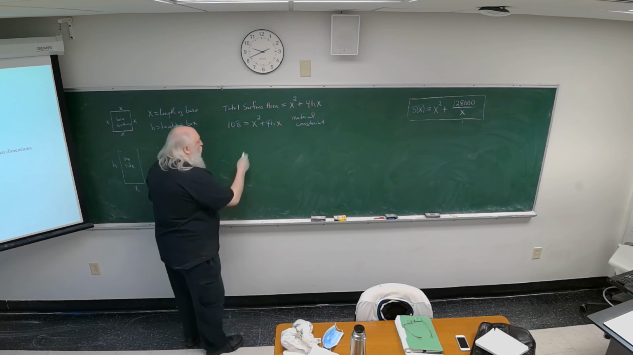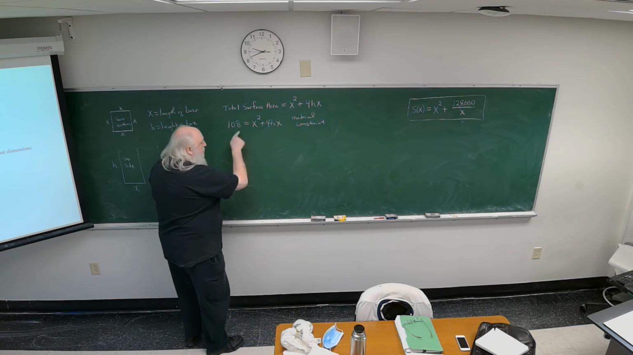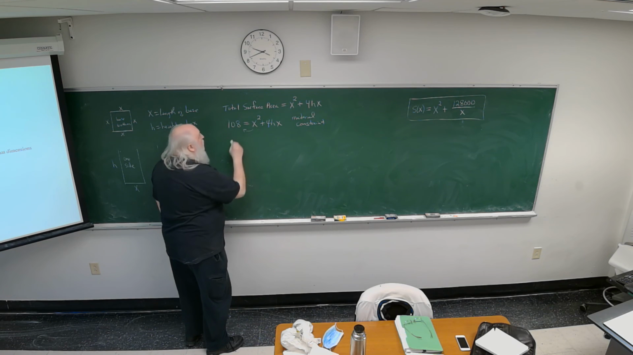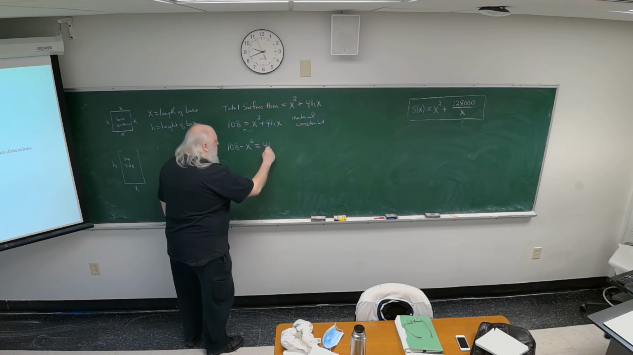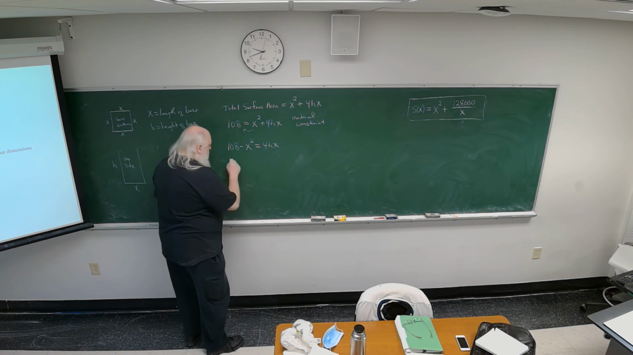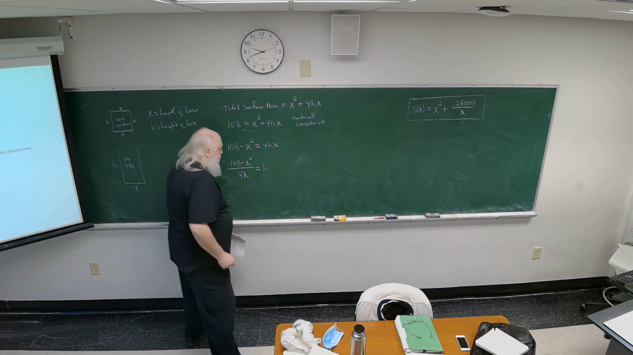Now, we can solve this equation for h. The height h is a function of the width x. So we subtract x squared from both sides. We have 108 minus x squared is equal to 4hx. And now we divide both sides by 4x. And we have 108 minus x squared over 4x is equal to h.